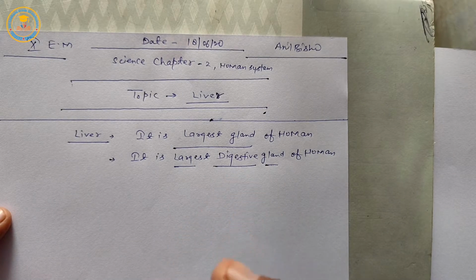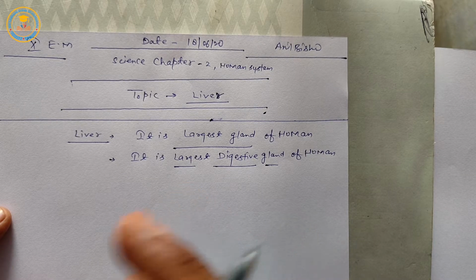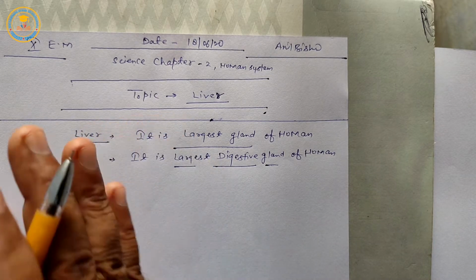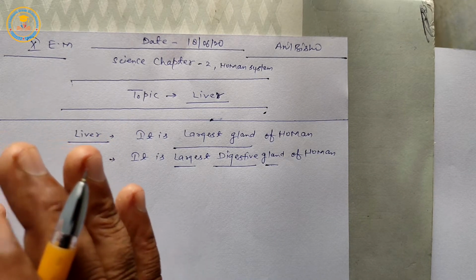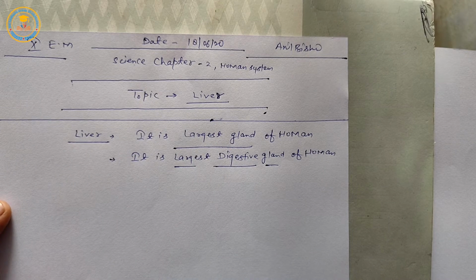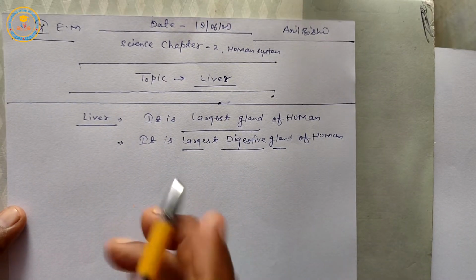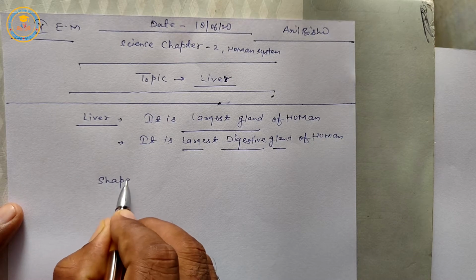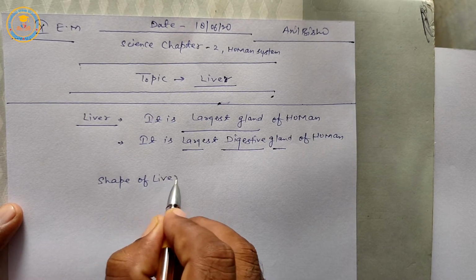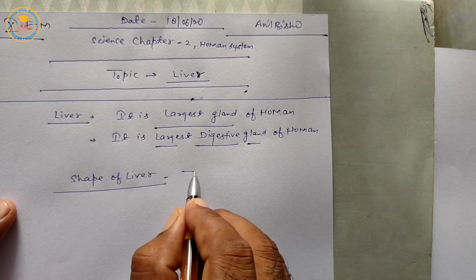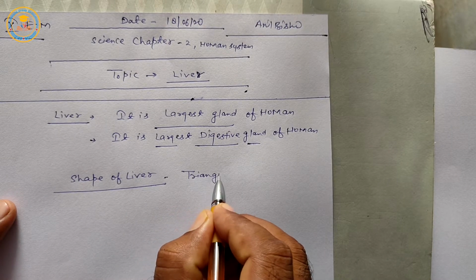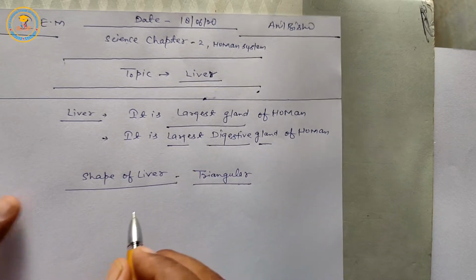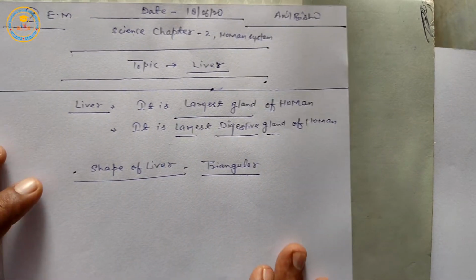Next, in humans there are mostly three digestive glands. First is salivary gland, second is pancreas, and third is liver. Students, in previous online classes we studied salivary glands and pancreas digestive gland. Next is shape of liver. The shape of liver is triangular.